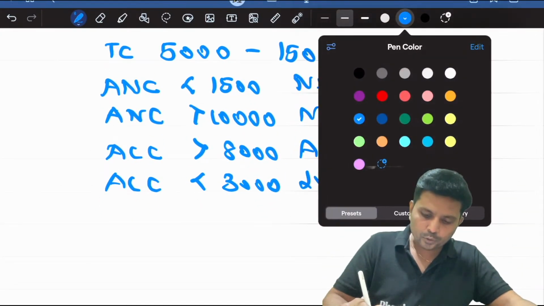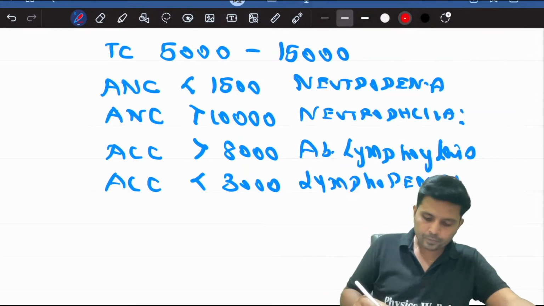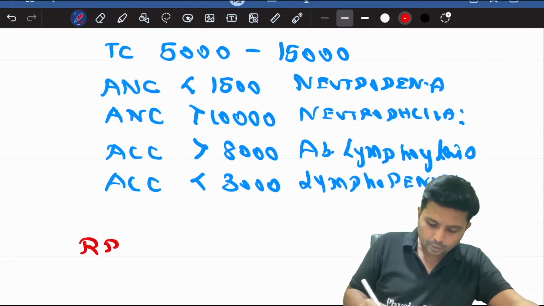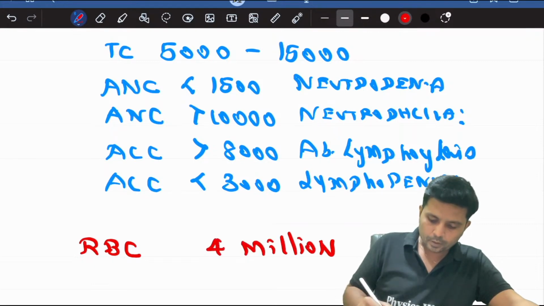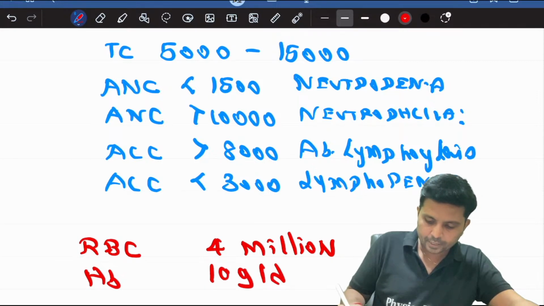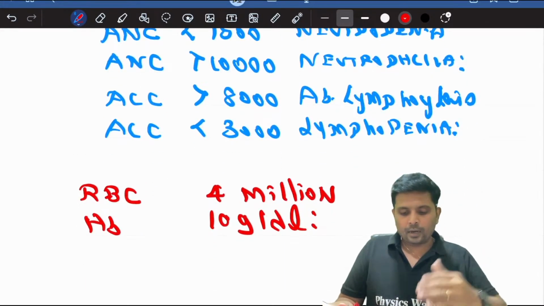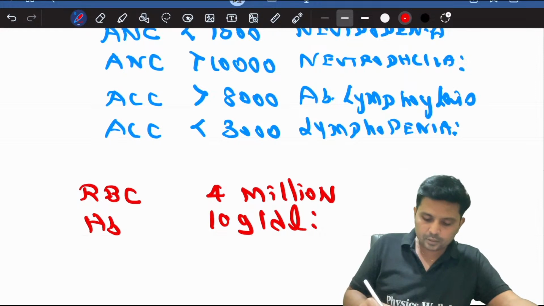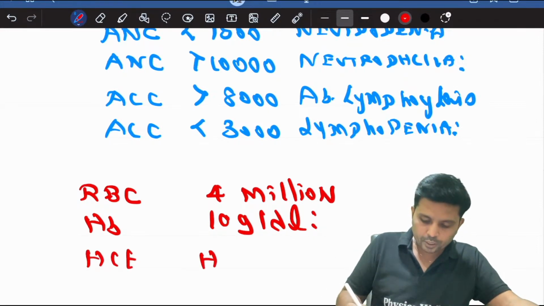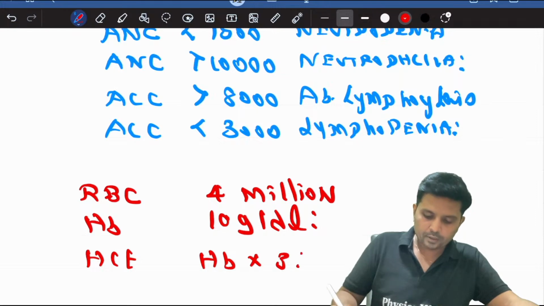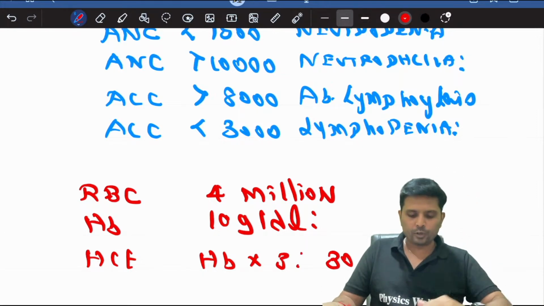Now let's go to RBC parameter. What is the RBC normal number? RBC number is somewhere around 4 million. Your hemoglobin somewhere around 10 grams for all practical purposes. Hematocrit should be somewhere around hemoglobin into 3. That means hematocrit somewhere around 30.